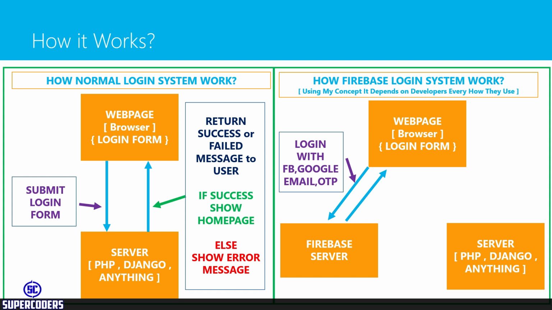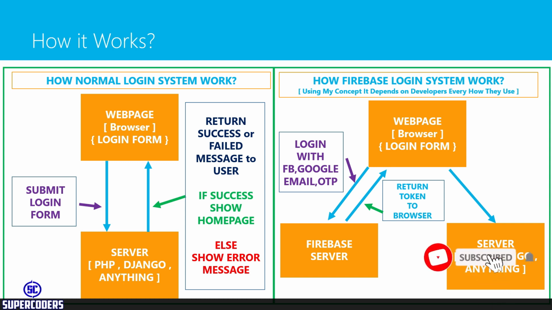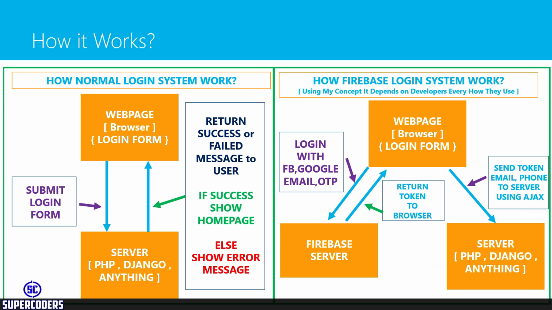It will check the data and return the response to our browser with some token data and some user data from the Firebase server. After that, what we will do, we will make an AJAX request and send that data with token, email and phone number to our server or backend, so we can store that data in our database.